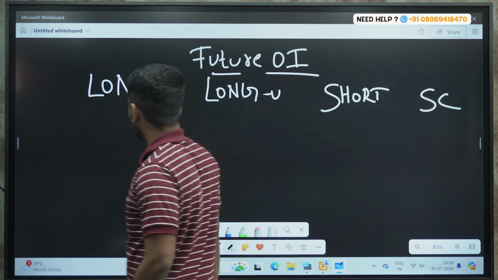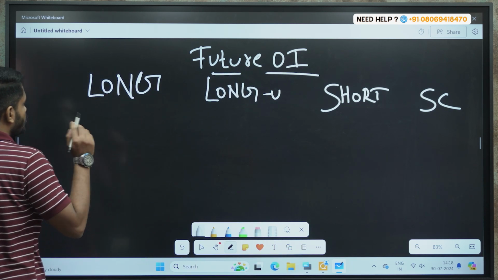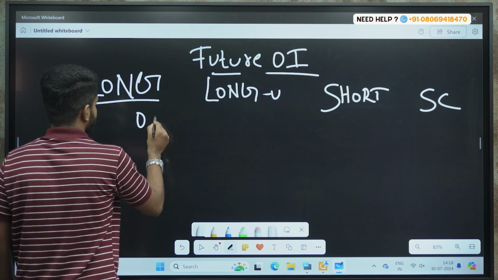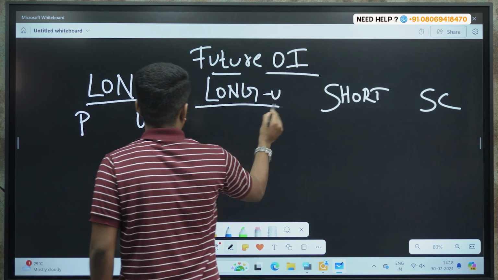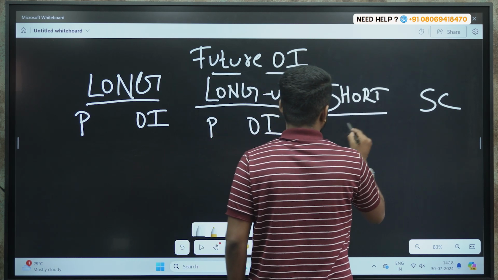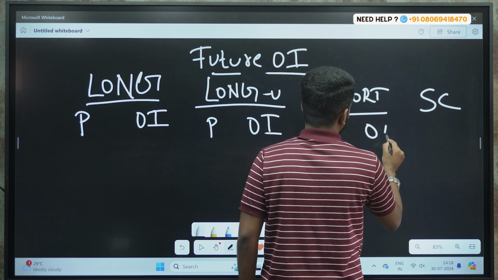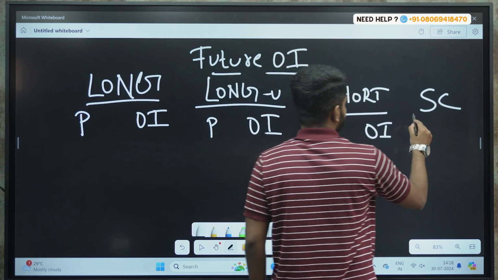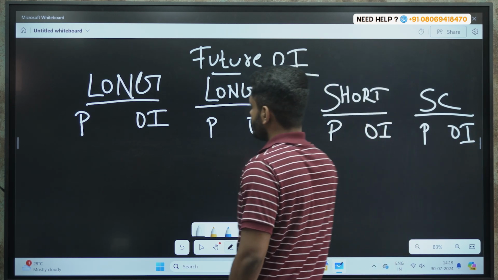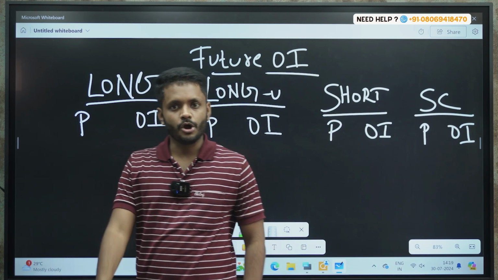For gauging the build-up, you have to consider two components. The first one is price and the second one is open interest. Based on price and open interest, you can conclude which build-up the particular stock is following. So let's talk about long build-up.